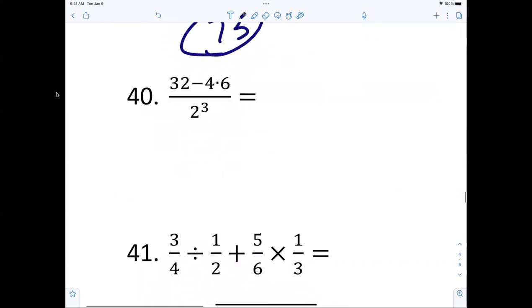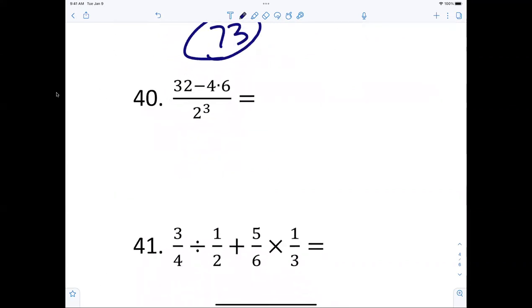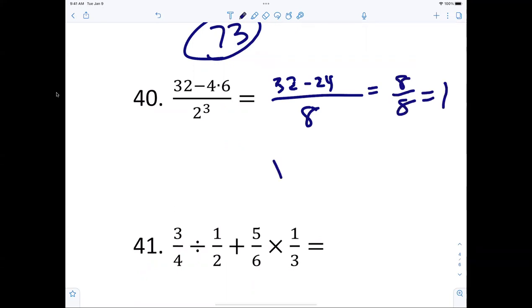All right. What do I have to do first in this problem? Tell me. 4 times 6, which is what? 24. So I'm just going to write it, even though you don't have to, because it's mental math. What's 2 cubed? 8. Now what? And that's what? Yes, if you got one, give yourself a pat on the back.